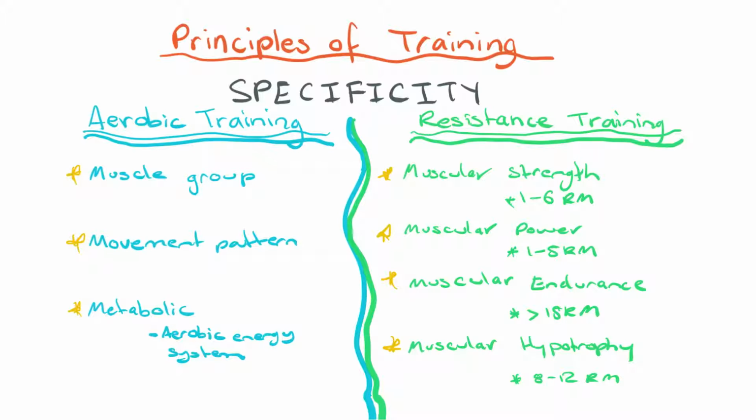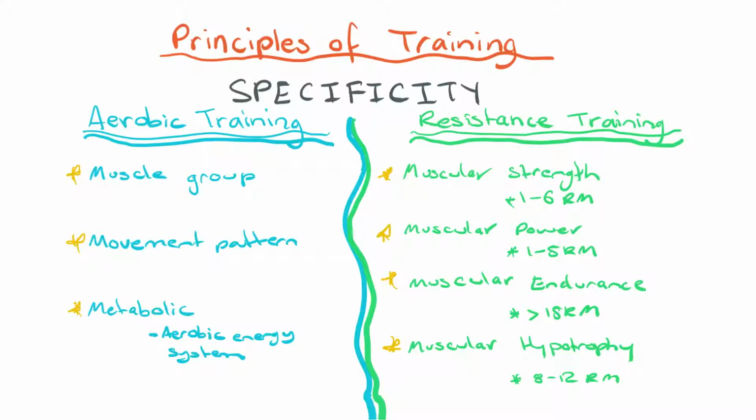Now we look at how we can apply specificity to aerobic training and to resistance training. Remember, this is the other side of the syllabus we're having a look at here. We're applying the content that we know about specificity to training and how it actually improves performance. If we have a look at aerobic training, we look at training specific muscle groups or specific movement patterns. And obviously for metabolic specificity, we're looking at the aerobic energy system because it's aerobic training. When we come over to resistance training, it's a little bit different.